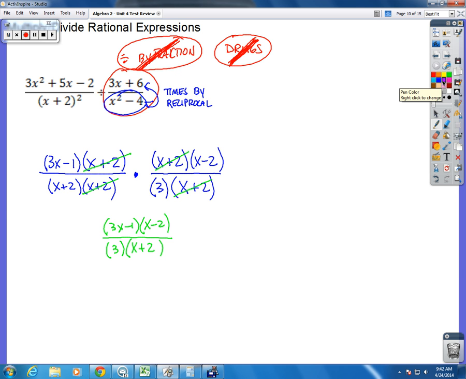I'm not going to mention any names, but Mac might cancel 3 and 3. But that can't happen because this 3 here is with the x, with the minus 1, whereas this 3 here is standalone. All right, these x's can't cancel, the 2's can't cancel. They have to be identical. So this ends up being our final answer.